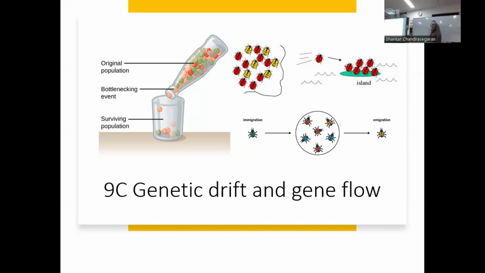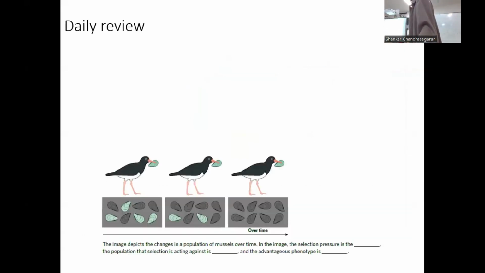So today's lesson we're going to look at genetic drift and gene flow, which are two other ways that an allele frequency can change. We looked at the others before. I'm just going to be mentioning this again in other slides anyway.